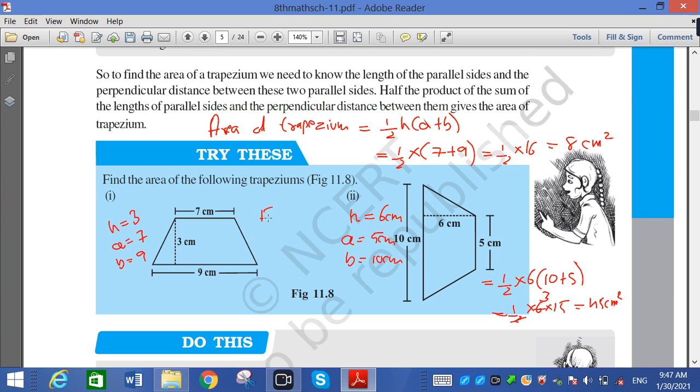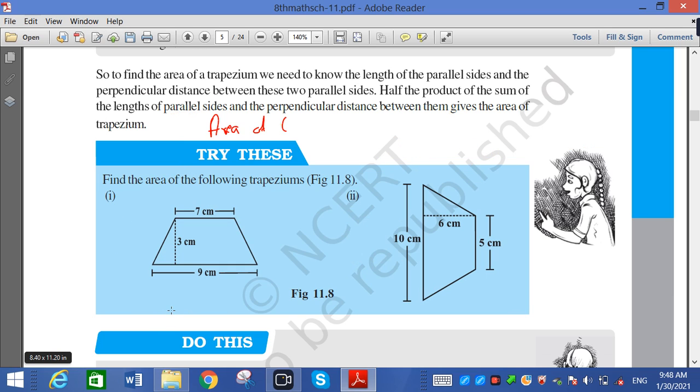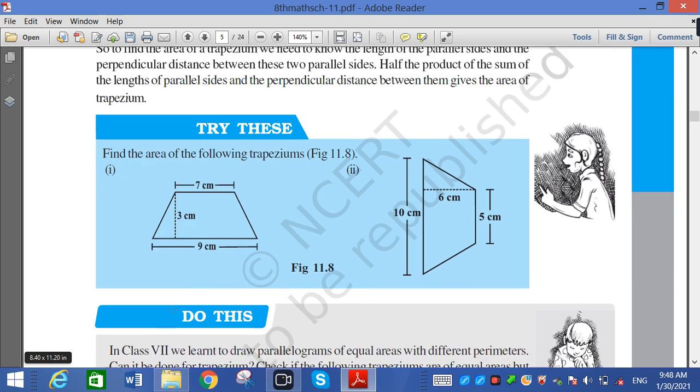First of all you have to write the formula at least 5 times. Then you will get the answer properly and understand it. So two sums, try this in your fair book or rough book.